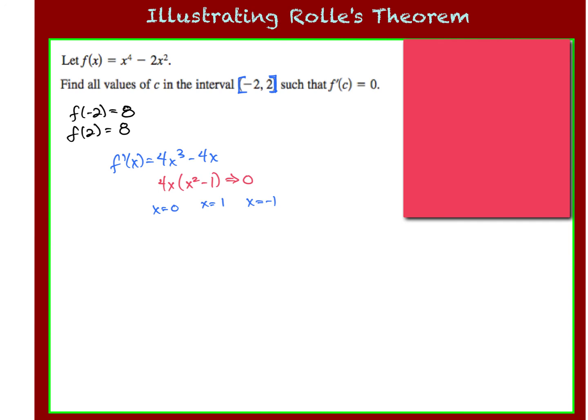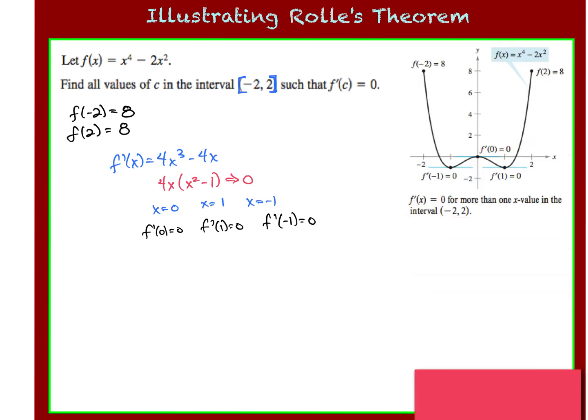So if I'm purely showing Rolle's theorem, I should say f prime of 0 is 0, f prime of 1 is 0, and f prime of -1 is also 0. I know it's fairly redundant, but that is using that theorem. So there we go. Now, if we wanted to find the points, what could we do? Substitute. We could substitute back into the original. All right. Pretty good?